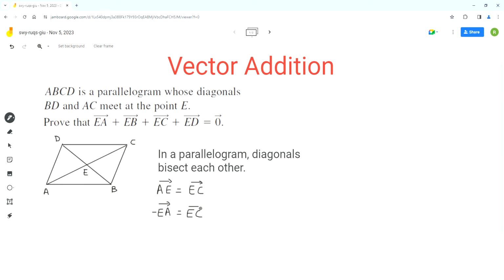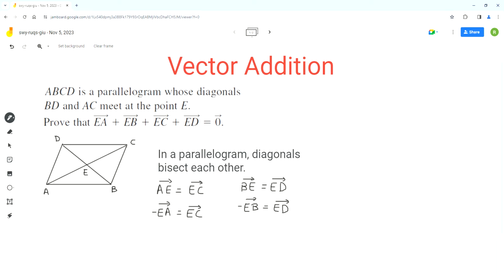Now the reason why we want to do this is because EC is one of the vectors in the statement we have to prove. Vector BE is equal to vector ED, because they both have the same magnitude and same direction. Now in the next step, we can change BE to negative EB. So we are reversing the vector, equals vector ED. Now we are changing BE, not ED, because vector ED is part of this given statement.